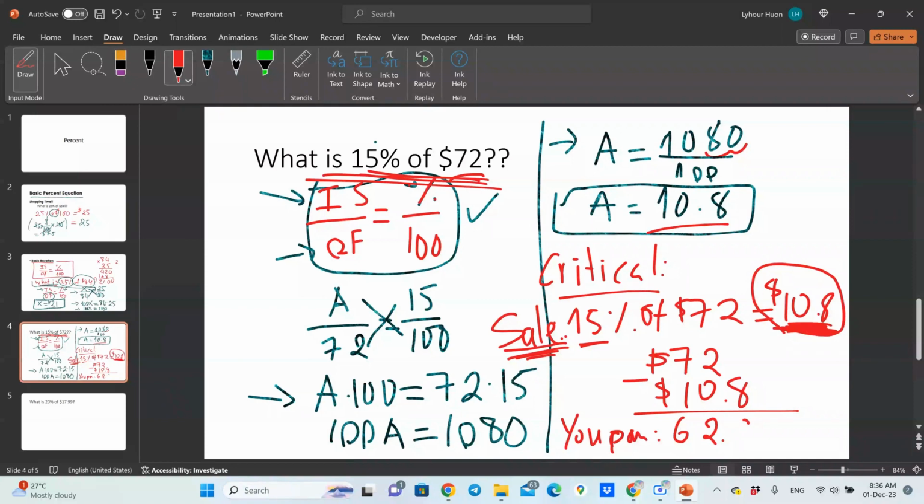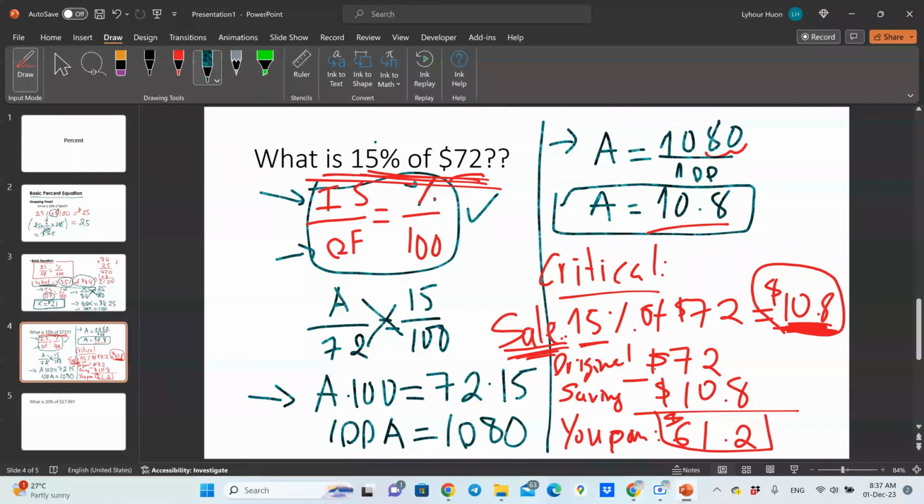Now 72 minus 10.8. Oh, no, no, I added a placeholder, my bad. So this is the original price, and the saving is 10.8, right? So 61.2. That is correct. So the amount that you pay will be 61.2.